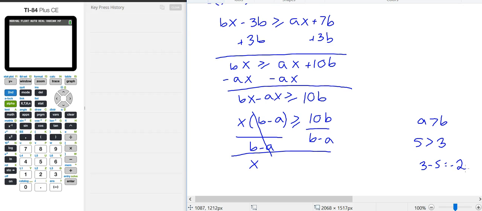Whatever value for a, whatever value for b, when we subtract a from b, since b is smaller, we're going to have a negative number. So we're dividing by a negative number, and we have to switch the sign of the inequality. So x is less than or equal to 10b over b minus a, which is the correct answer to the question.